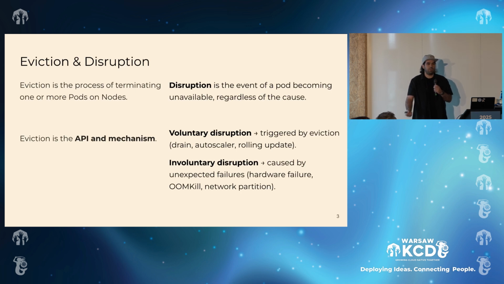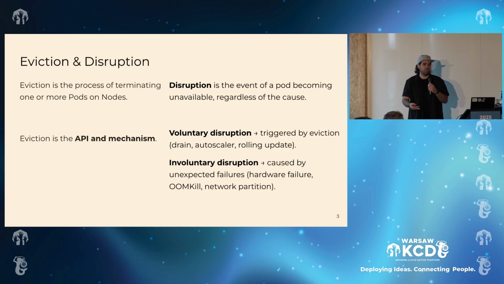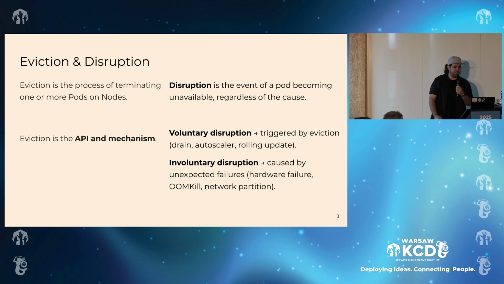Eviction is the process of terminating one or more pods on the nodes, and it's an API and a mechanism, whereas disruption is the event of the pod becoming unavailable, regardless of the cause. It might be a voluntary disruption, which is caused by some kind of eviction, or it could be involuntary due to some kind of hardware failure or network partitioning.